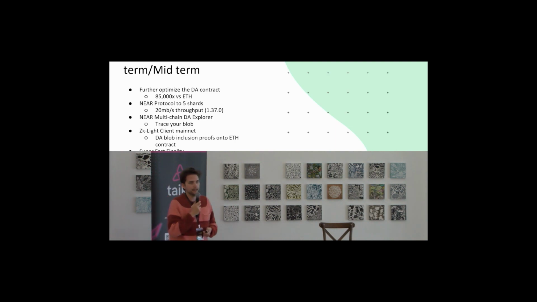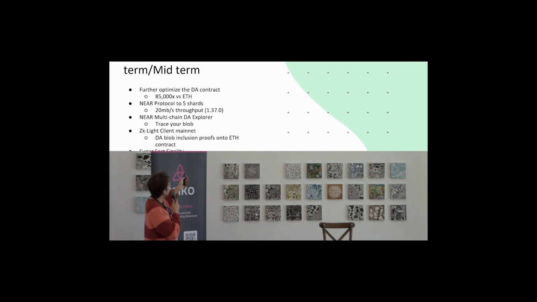So the future of Near DA in the short term, what we're trying to do is further optimize our contract on L1 so that we can get the blob data submission gas fees even lower. We're working on also increasing the throughput. Right now, Near has 4 shards, and we're trying to go to 5 shards, which is in the 1.37.0 release, which is in testnet right now, so it's very close, which will allow us to go to 20 megabytes per second throughput. And as far as I know, that is the highest throughput right now in all DA providers.